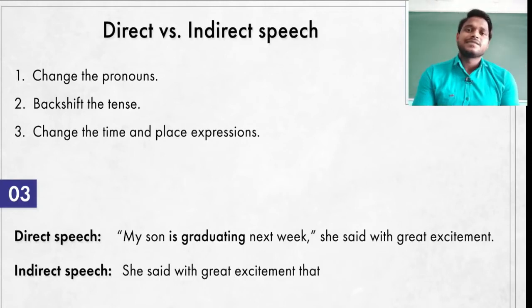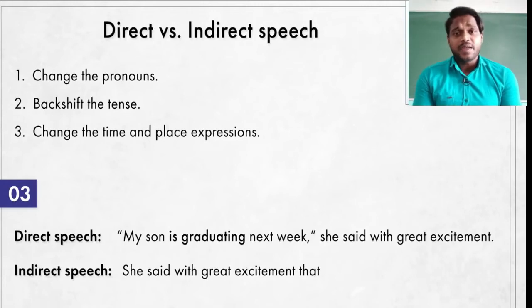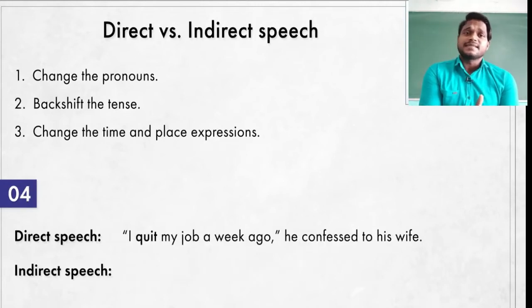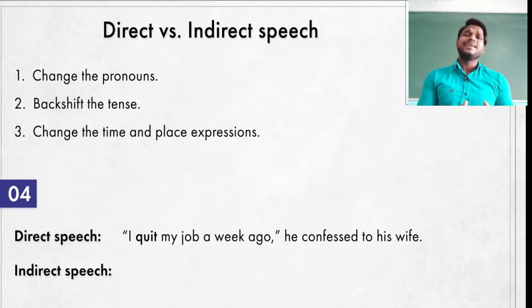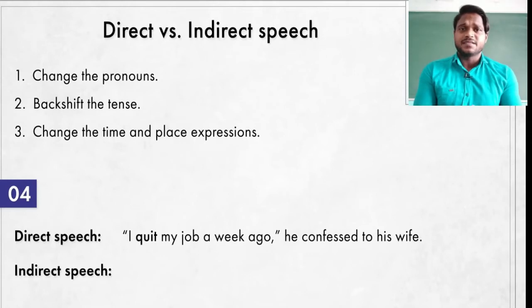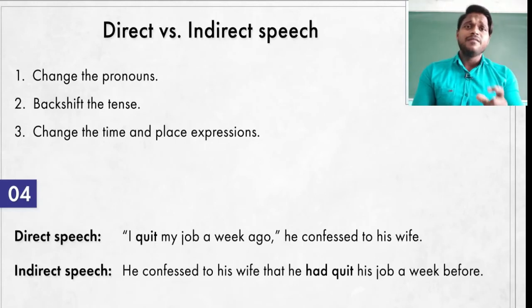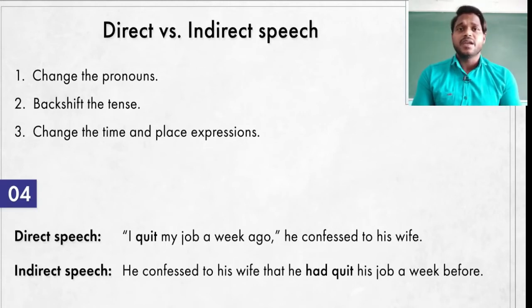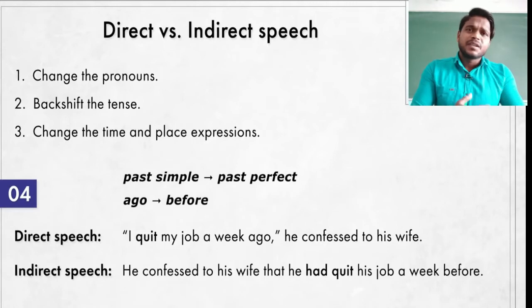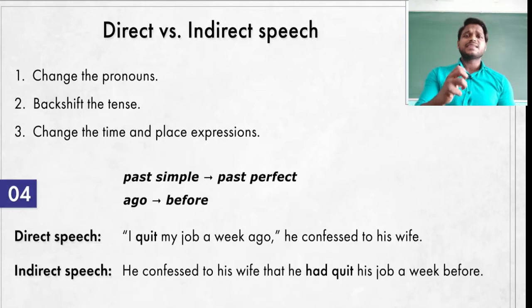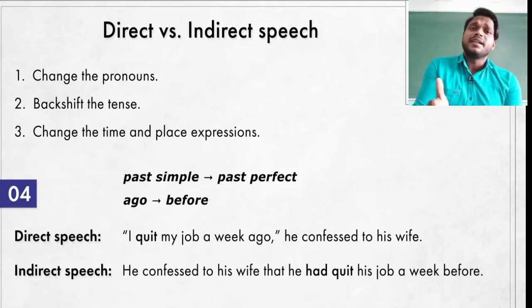Number 4 says: I quit my job a week ago. He confessed to his wife that he had quit his job. You need to notice the verb is already in the past tense. When we backshift a past tense verb, it changes into the past perfect. That's how we can say that had can be used here. So these kinds of sentences can be easily changed from direct to indirect speech.